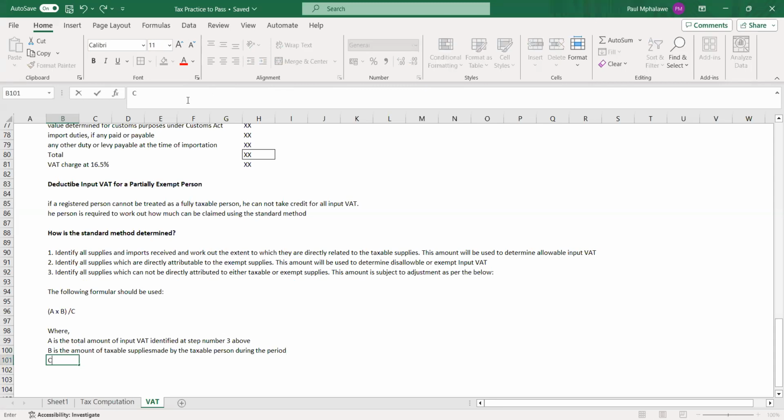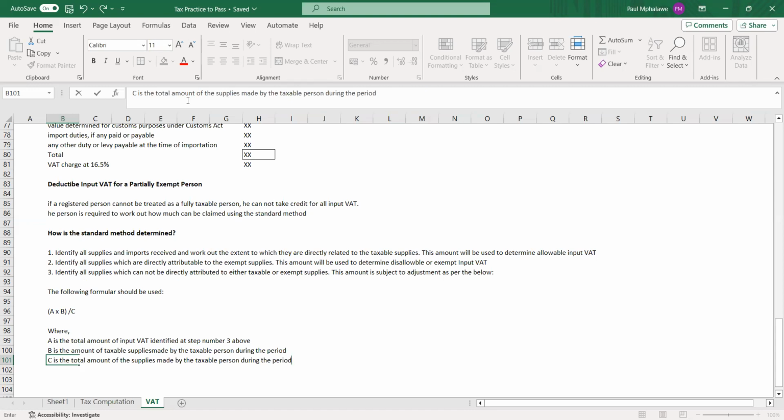And C is the total amount of the supplies made by the taxable person during the period. Okay, that's all.